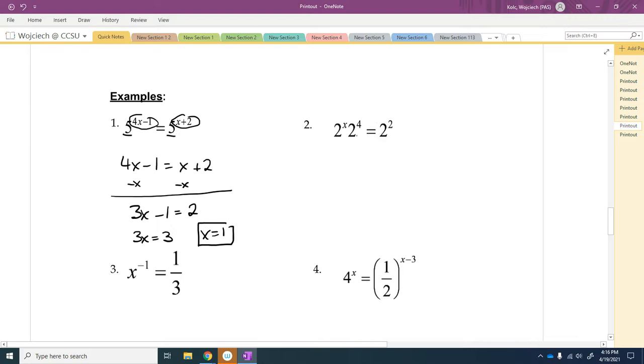Okay, number 2. We already have the same basis, but we have to do an extra step. This is multiplication. So recall from your notes, what do we do when we multiply? For example, x squared times x to the 7. The question is, do we add 2 plus 7 or do we multiply? The answer is we add. So here it will be x plus 4 is equal to 2. Okay, if you want to get x by itself, subtract 4 from both sides. Therefore, x is equal to negative 2.